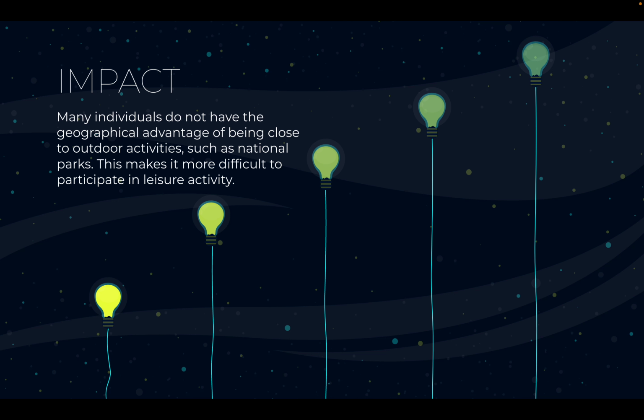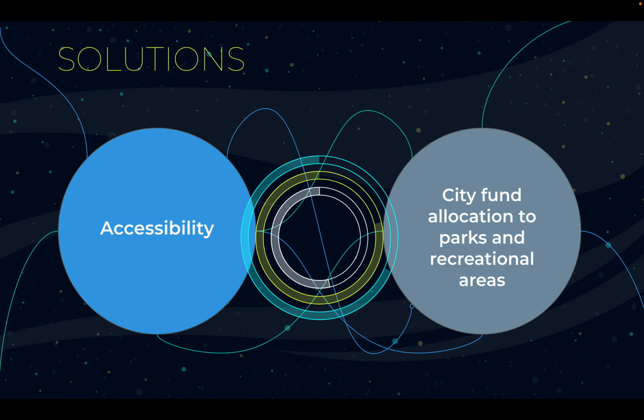And that means that they probably have a lot less access to hiking trails, to mountains, to routes that provide these outdoor leisurely activities. So solutions for this is more accessibility. So extensions in the transportation system, like trains, to be able to reach Yosemite and hiking trails and big outdoor activities. Also, by providing bus routes and also city fund allocation to parks and recreational areas.